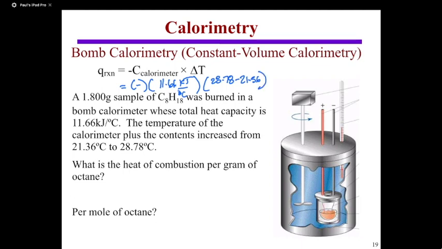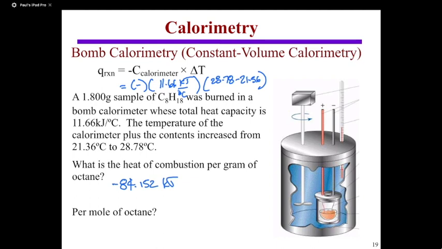Okay. And so, can anybody do that for me? 11.66 times the difference between 28.78 minus 21.36. Negative 84.185. Does anybody get that? 84.1852. Yeah. Negative 84.1852. Okay.